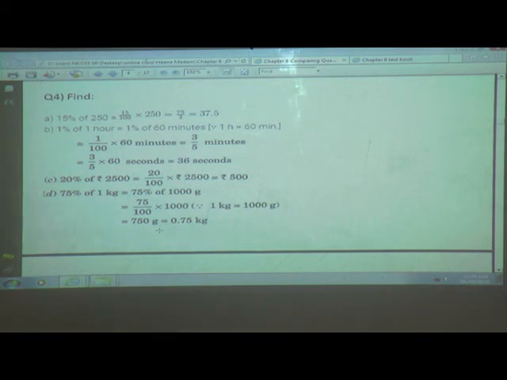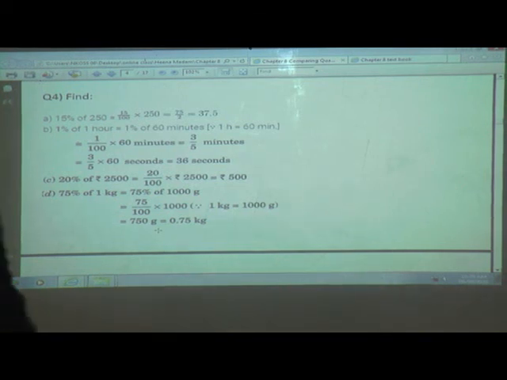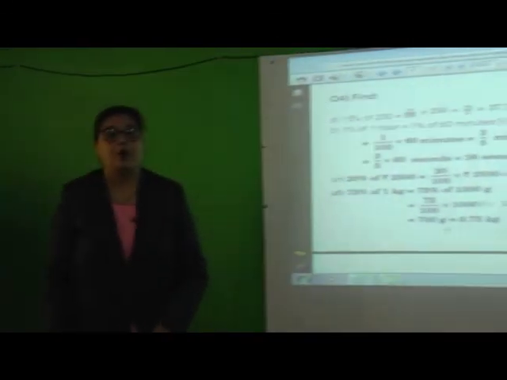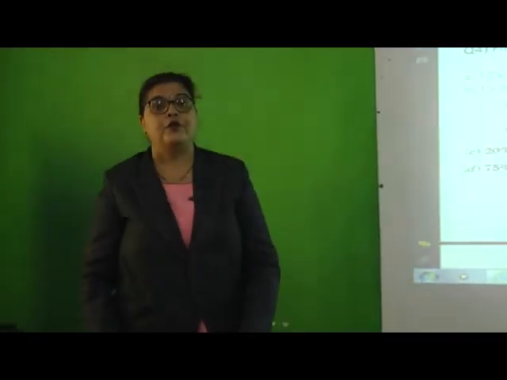We have tried to solve some examples related to our exercise, and I hope, my dear students, you have understood the sums which we went through in some easy steps. Please try to solve them from the textbook. Just go and read the textbook, create your own examples and try to solve them.